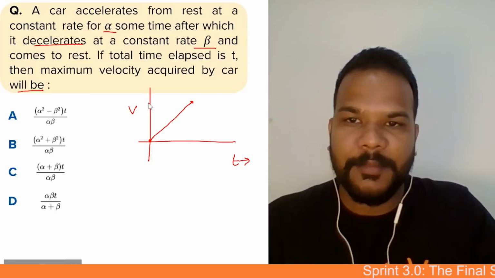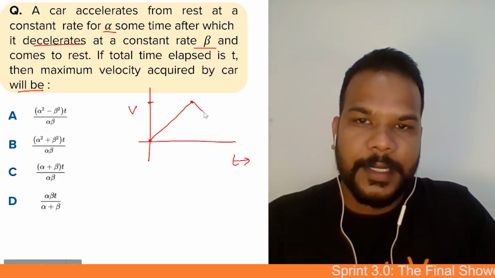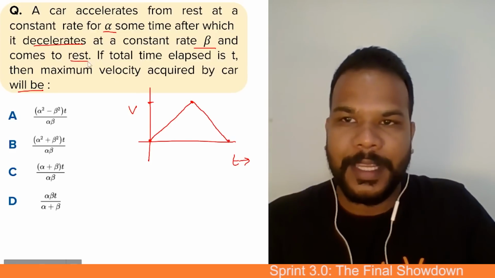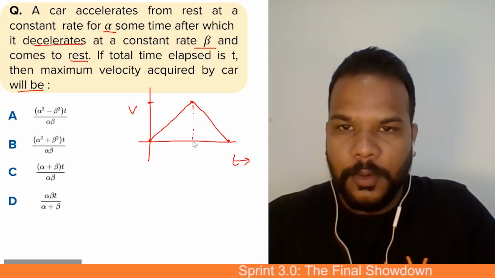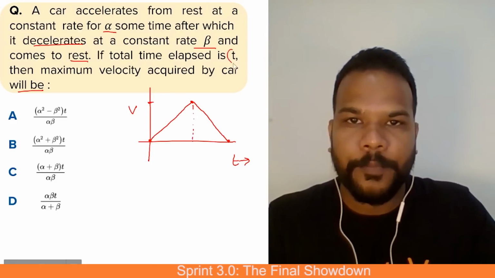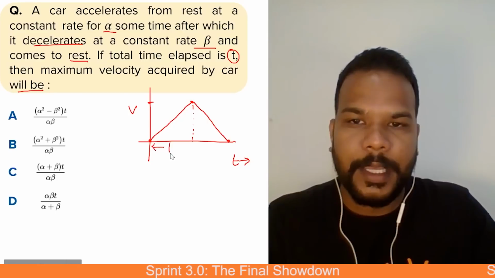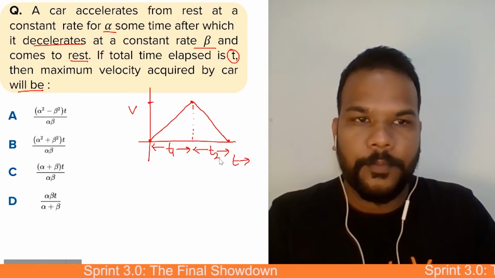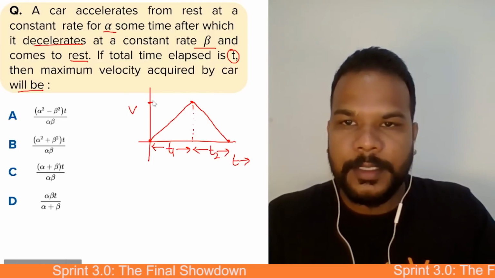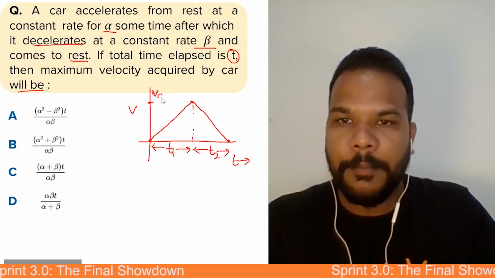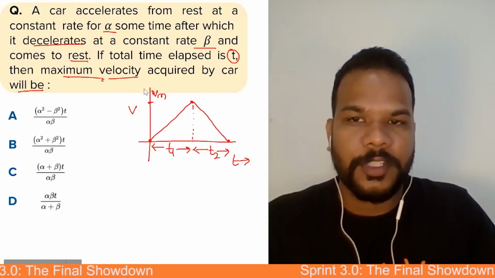It achieves the maximum velocity, and then after that it decelerates at a rate beta to come to rest again. Okay, that's what the question is saying. So the question says that the total time is t. तो हमें ये नहीं बताया कि ये कितना टाइम है, so let's call it time t1 and this time as t2. Okay, guys, and this is our maximum velocity. Let's call that velocity as vm, and that is what we have to find out as well.